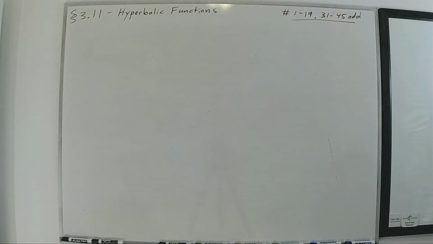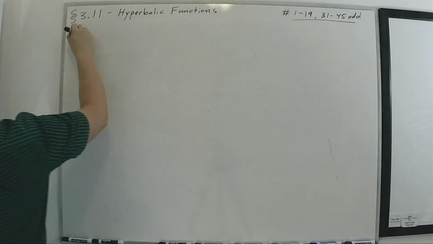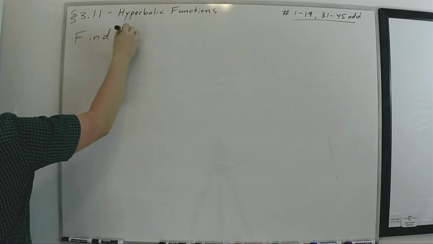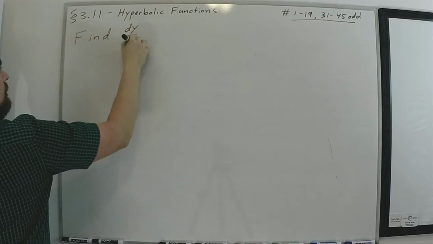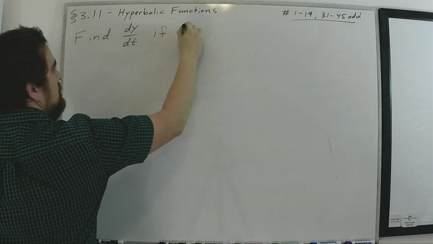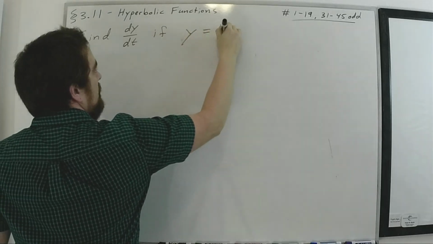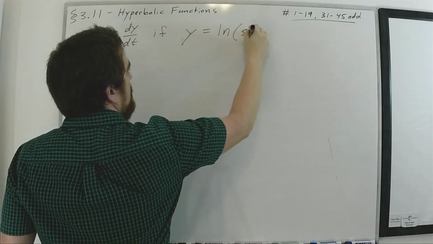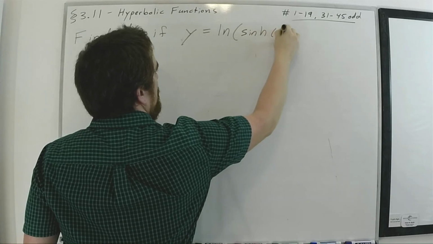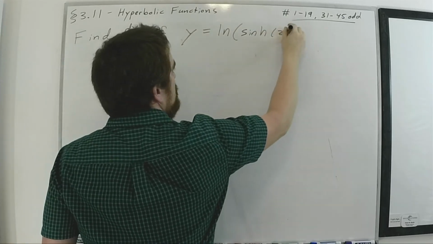Let's pick on something a little different here. How about a derivative? Let's say they give us: find dy/dt if y is equal to log sine hyperbolic of 2t.